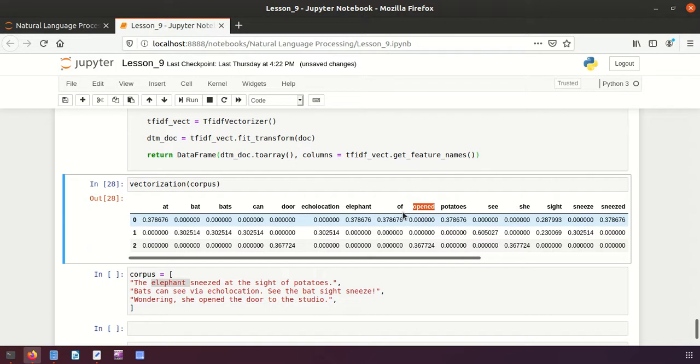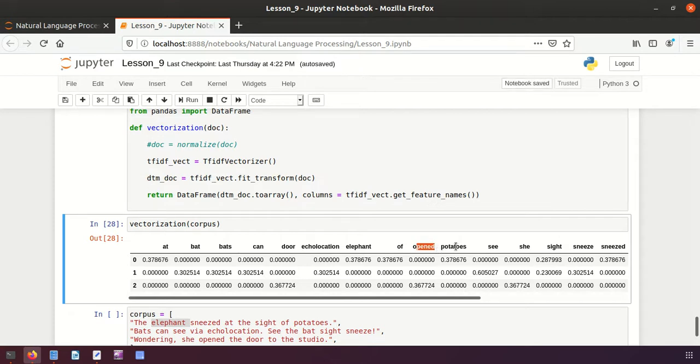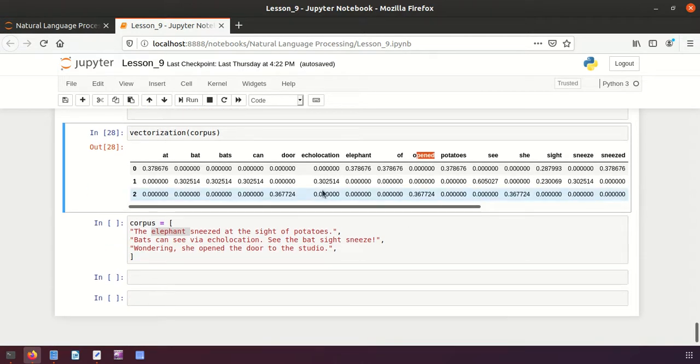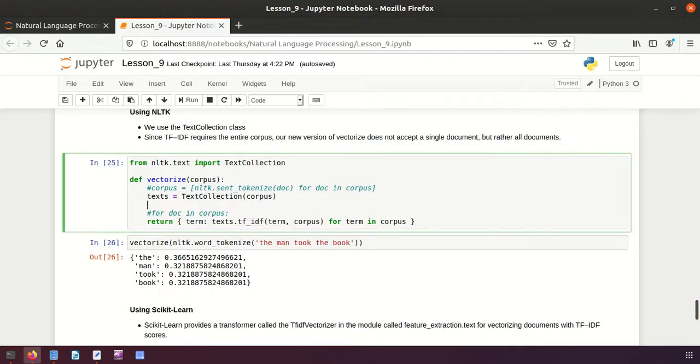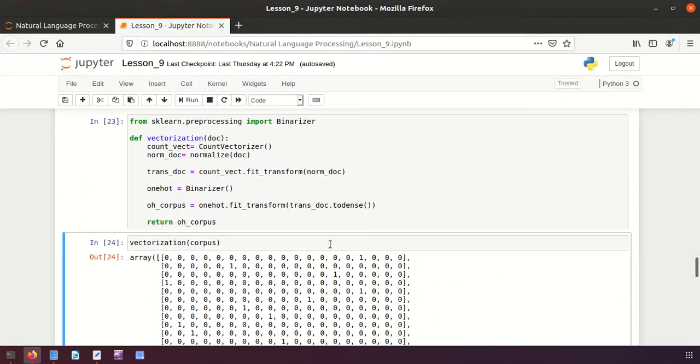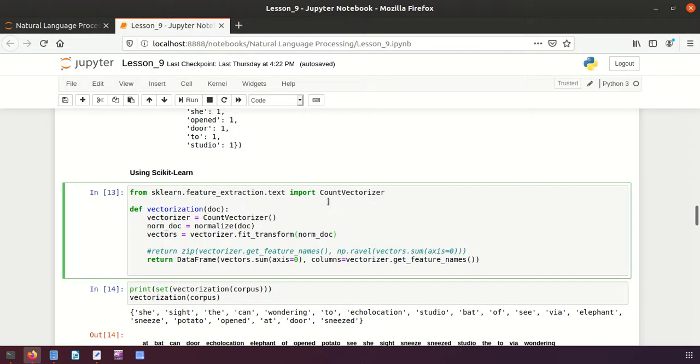Open is not there. Friends, it is not the same word, because I have not applied normalization here. If you apply normalization, these two will be considered as one. This will be lemmatized, and then see here, opened will be converted into open, potatoes into potato, because we are stemming the words in normalization. So I hope you understood all these things, friends. This is called TF-IDF vectorization, and this one is using scikit-learn, and this one is using NLTK. Here also, this one is using scikit-learn, and this one is using NLTK. Again the same I have used for frequency vectorization, also NLTK and scikit-learn.